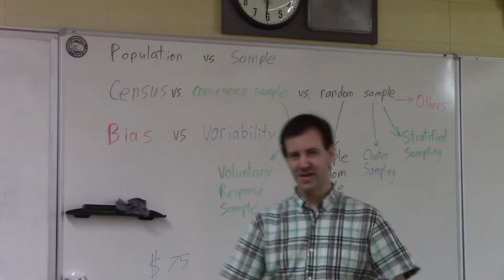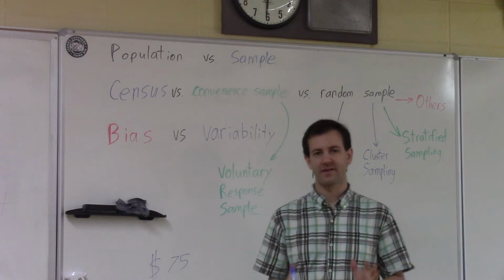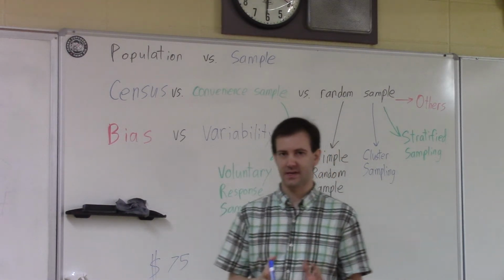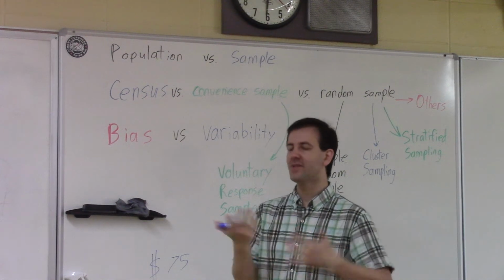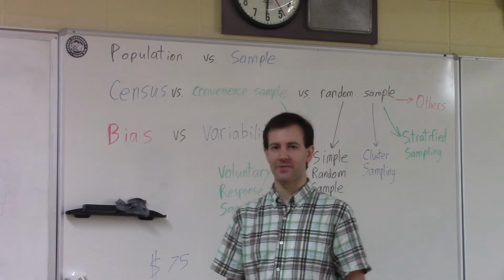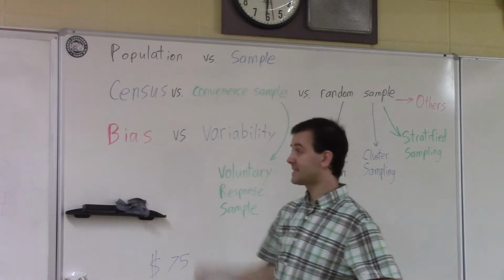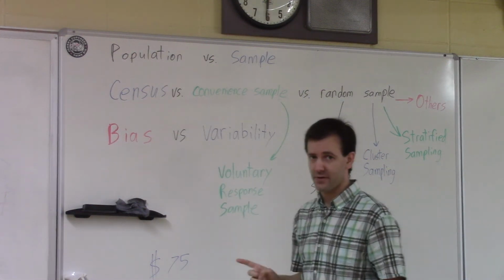All right, let's talk about Chapter 4, vocabulary. There are some key differences here, key ideas that will show up throughout the course. And the two big ones on the board right now are population versus sample and bias versus variability.